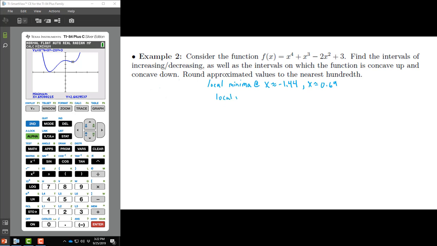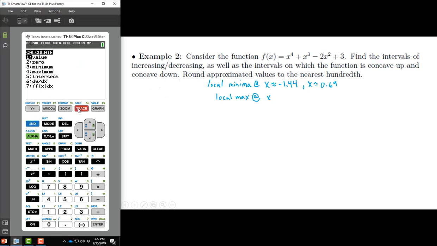Okay, so those are our local minima. Local max, it looks like I just have one of those. All right, local max at x is what? Well, let's do the same thing, second calc, but this time choose maximum. Get somewhere to the left of the maximum, somewhere to the right of it, and then make a little guess here as we press enter. Now notice it's telling me 4.3796 e -7.